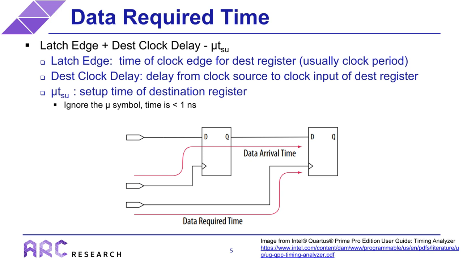This latch edge is the time of the rising clock edge that stores the signal from the source flip-flop into the destination flip-flop. Now that sounds complicated, but for most situations, the latch edge is just one cycle or one clock period after the launch edge, since we generally want to write data from the source flip-flop into the destination flip-flop on the next cycle. Again, the latch terminology can be a little confusing because there isn't actually a latch. So here the latch is referring to the destination flip-flop.